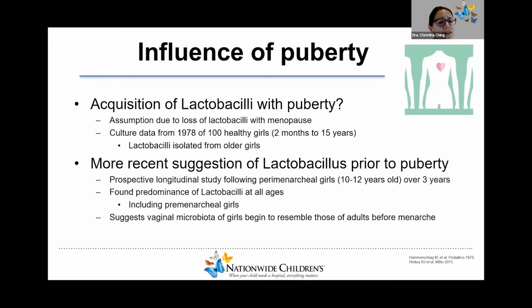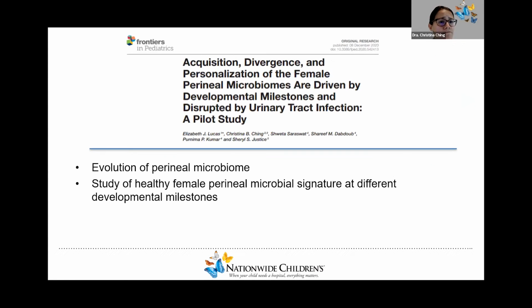In this prospective longitudinal study of perimenarchal girls, in which investigators took vaginal swabs over 3 years, they found that lactobacillus dominated the vaginal microbiome even before the onset of menarche. Using next-generation sequencing, they found a predominance of lactobacilli in the vaginal samples at all ages, including premenarchal girls. Overall, this study suggests that the vaginal microbiota of girls begins to resemble that of adults before menarche.